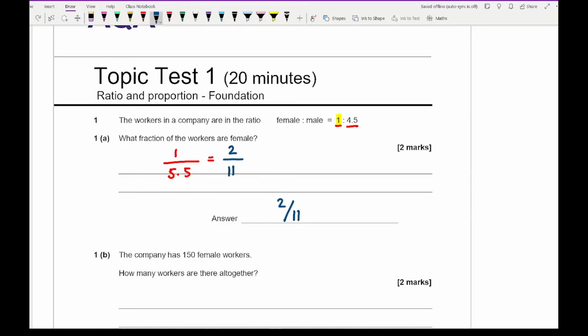Now if you multiply both numbers by 10, you would then simply end up with 10 over 55, which does again simplify to give you 2 over 11. Always make sure that you try and simplify your fractions.